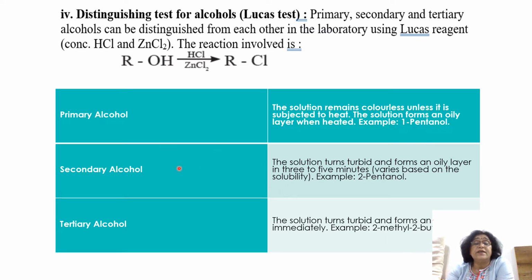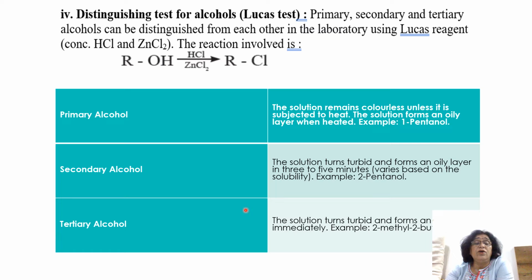Then when you add this to the secondary alcohol, the turbidity appears in 3 to 5 minutes. Okay, and the secondary alcohol is being converted to the alkyl chloride, and then with primary alcohol, the solution remains colorless unless it is heated. So after heating you get the turbidity. Okay, so this test helps you to distinguish between primary, secondary and tertiary alcohol. In tertiary alcohol the turbidity appears immediately. Secondary alcohol, the turbidity takes 3 to 5 minutes to appear, while primary alcohol it appears only on heating.